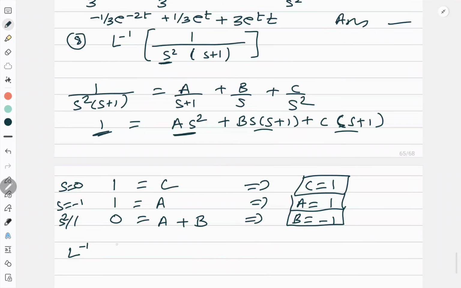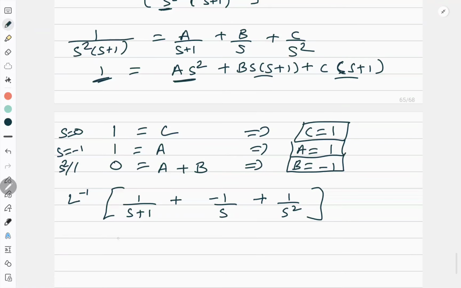So what is my question now? Laplace inverse of a upon s plus 1, meaning 1 upon s plus 1, plus b upon s, where b is minus 1, so minus 1 by s, plus c, where c is 1 by s square. Correct? So what is the answer? e to the power minus t minus 1 plus t.